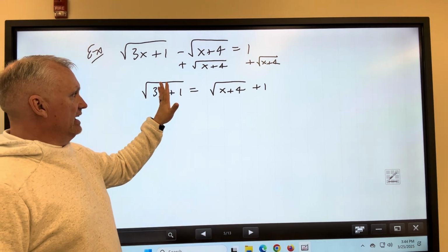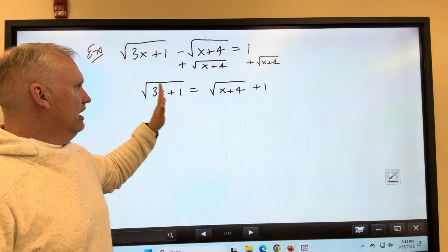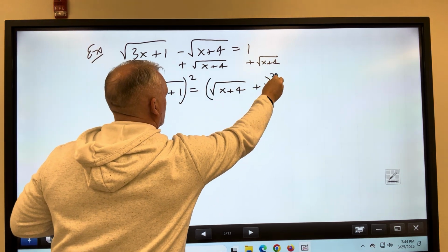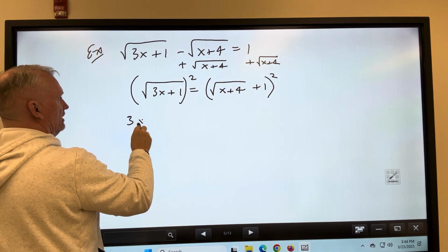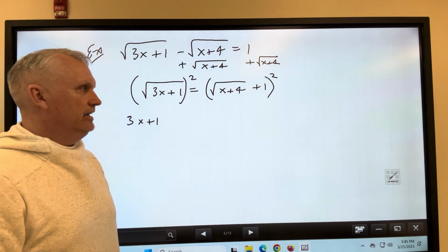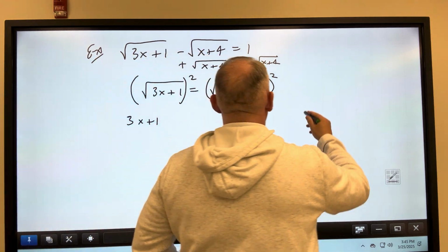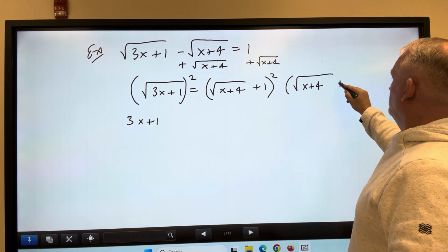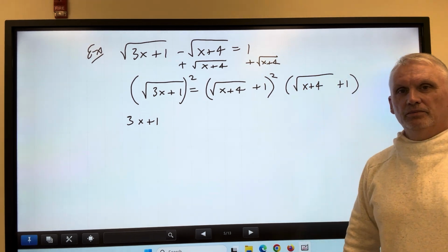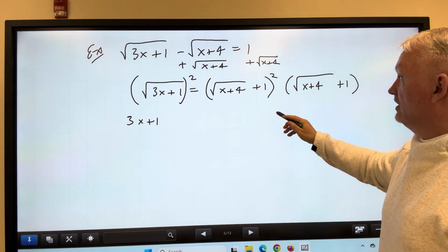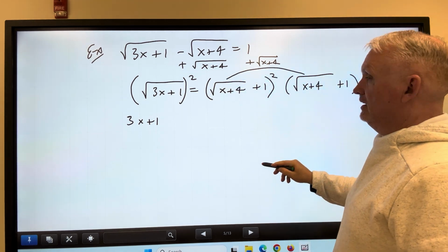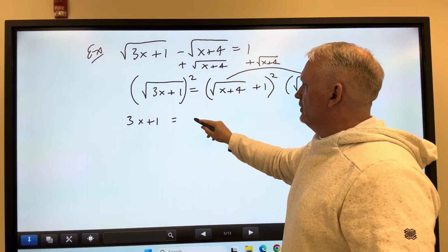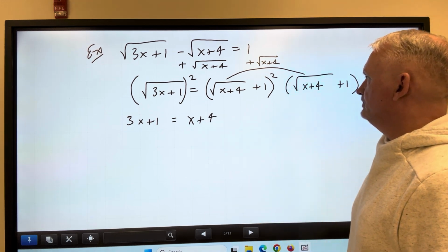Remember the next step, isolate. Isolate the left, square both sides. So I have, well, this is easy, 3x plus 1. That's the easy one. I gotta write this twice. Now this is going to be interesting, because now I gotta FOIL this. Well, when I multiply these two together, multiplying a square root and a square root of the same thing, the square root sign disappears. Okay, cool.